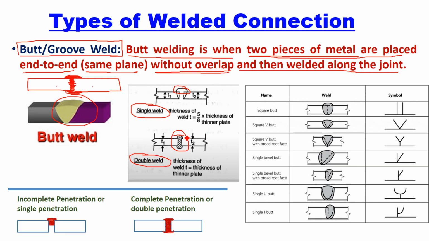The height of this weld from starting point to end point is called the size of weld. This is the size of weld. You can say this is the size. Okay, this is also the size.